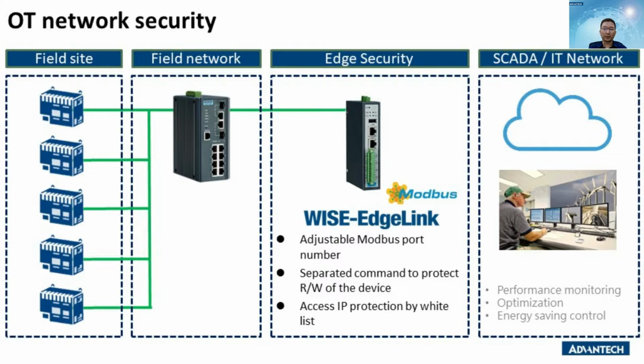Okay. Next, this slide shows the OT network security application example in which all the field devices and equipment are connected to a network switch via internet before being connected to Advantech ECU 1251. This allows the user to have an adjustable Modbus port number, separated command to protect read and write of the device, and access IP protection by whitelist.